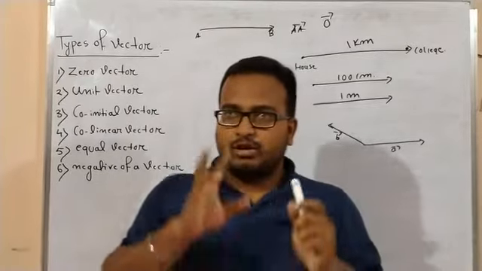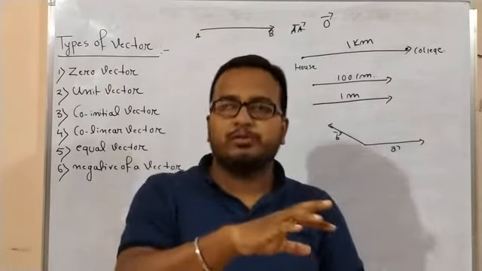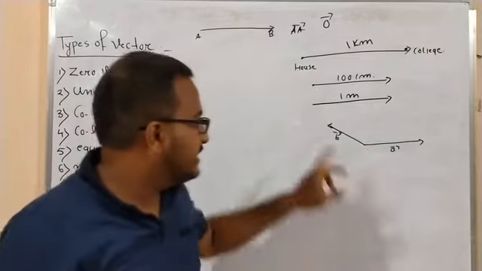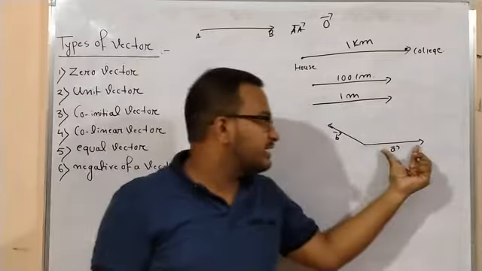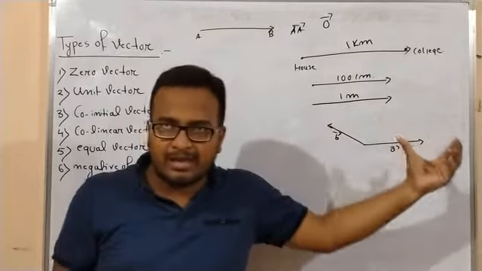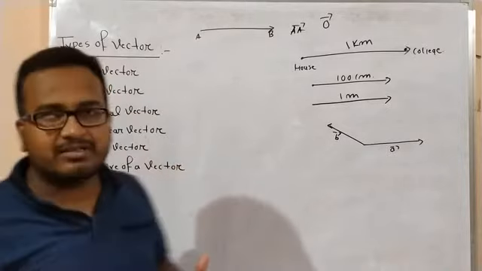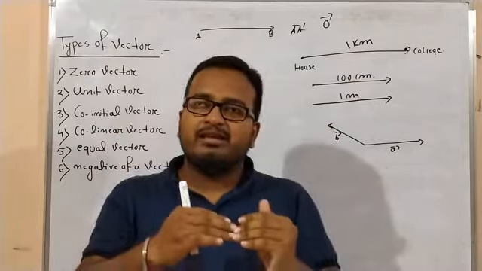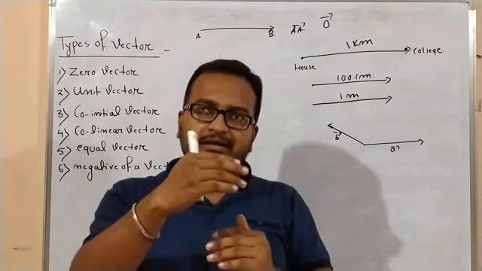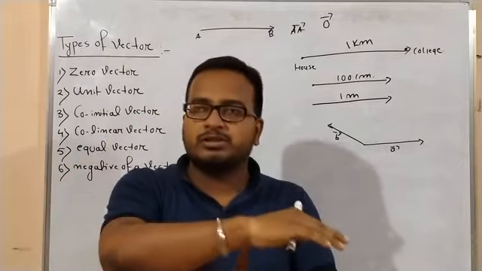Collinear means two vectors may have the same direction or totally opposite direction. That means this vector and this vector cannot be collinear, because their directions are neither the same nor opposite, right? So collinear vectors mean the vectors must lie along the same line, they may be parallel, right? That means their direction must be the same or opposite.